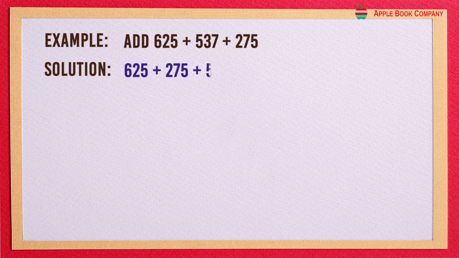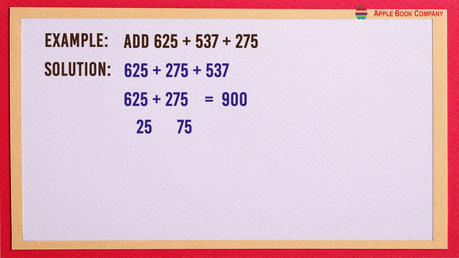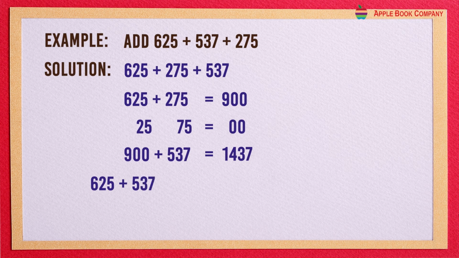Enrichment. Addition and multiplication using special rearrangements. Example, add 625 plus 537 plus 275. Solution. If we arrange the given problem as 625 plus 275 plus 537, then 625 plus 275 becomes 900 because 25 and 75 form a pair which gives 00 in the tens and hundreds place. So you can add 900 and 537 and the total is 1437. So 625 plus 537 plus 275 is equal to 1437.